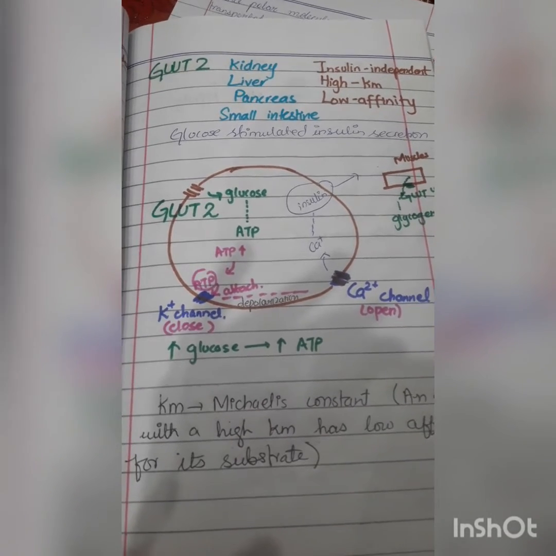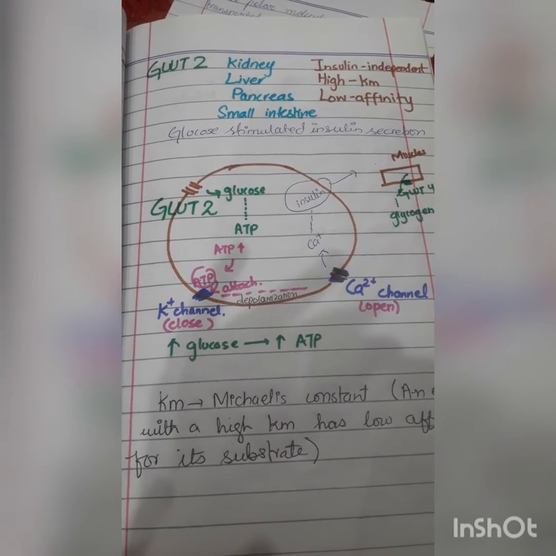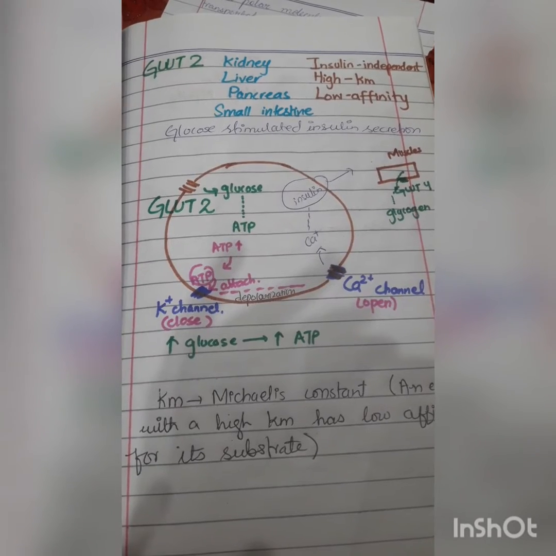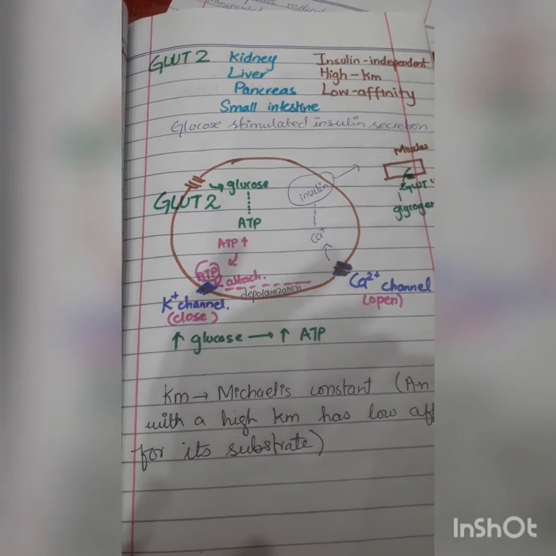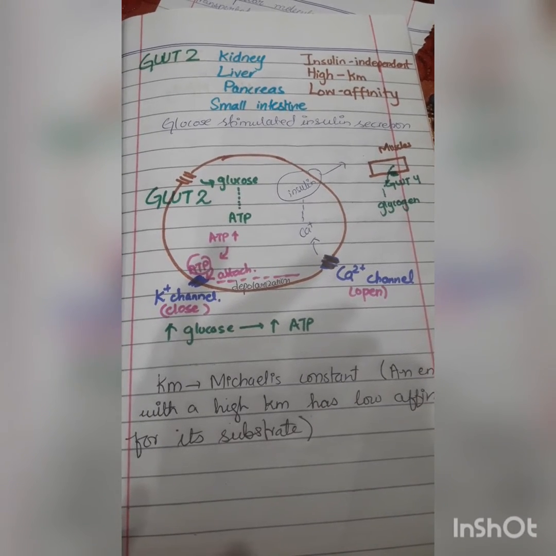So the second important glucose transporter is glucose transporter 2, and it is present in kidney, liver, pancreas and small intestine. It is insulin independent and it has high Km. So what is Km? Km is actually Michaelis constant. An enzyme with a high Km has low affinity for its substrate.